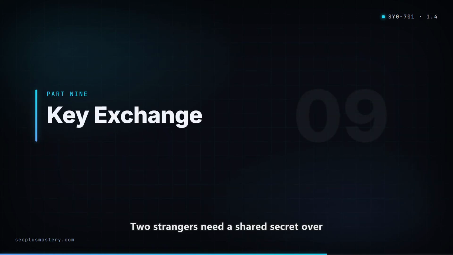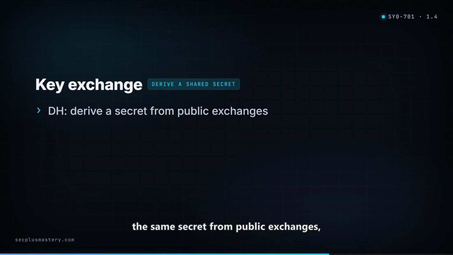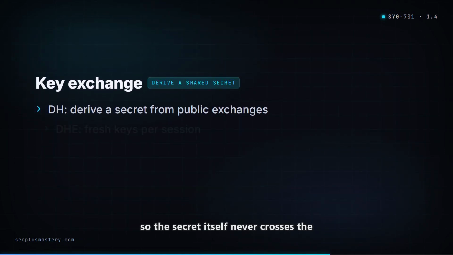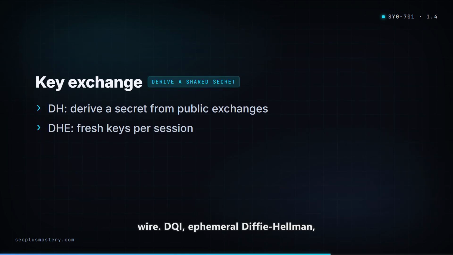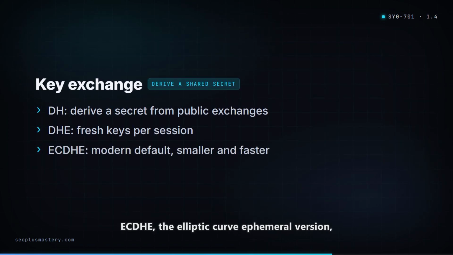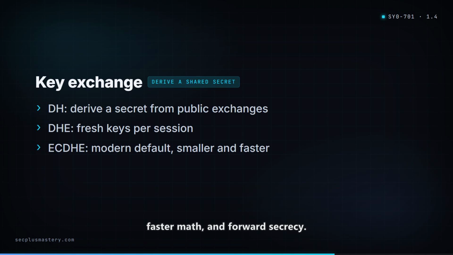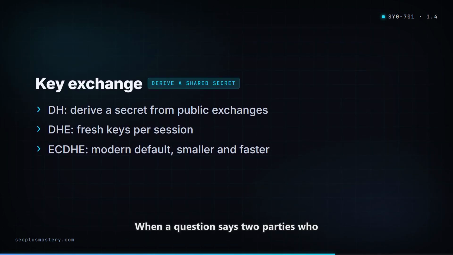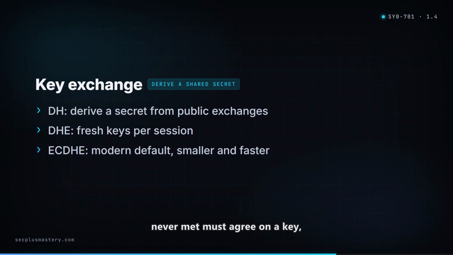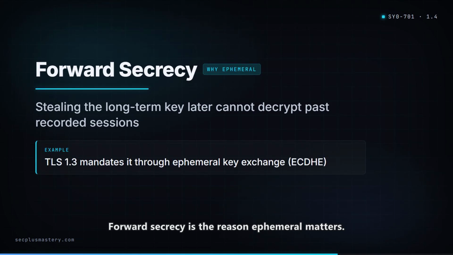2 strangers need a shared secret over a wire an attacker may be watching. Diffie-Hellman, DH, lets both sides derive the same secret from public exchanges, so the secret itself never crosses the wire. DHE, ephemeral Diffie-Hellman, generates fresh keys per session. ECDHE, the elliptic curve ephemeral version, is the modern default. Smaller keys, faster math, and forward secrecy. When a question says 2 parties who never met must agree on a key, think Diffie-Hellman. Forward secrecy is the reason ephemeral matters.